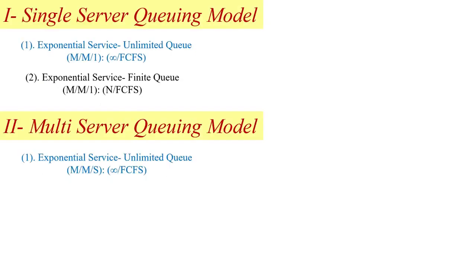Here we have three queuing models. First one is the single server with exponential service and unlimited queue. Second one is the single server with exponential service for a finite queue. Third one is multiple servers with exponential service for an unlimited queue. These three models we will discuss with the previous question papers.